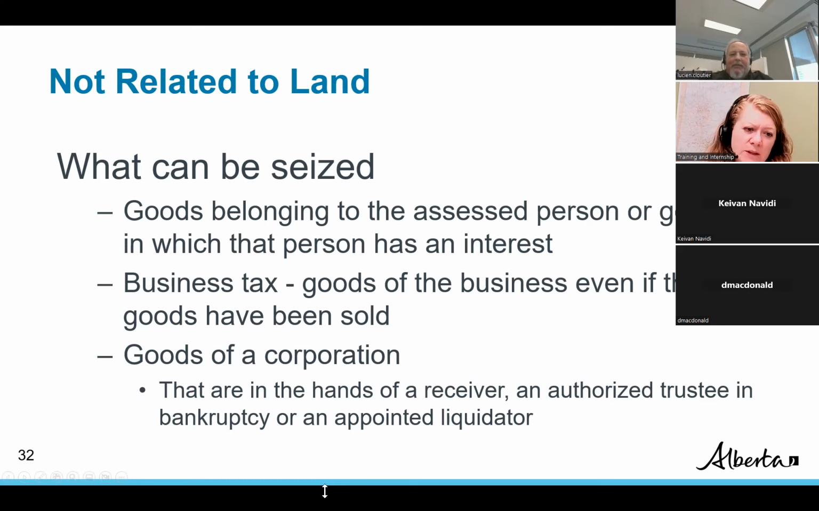If the person who is responsible to pay the taxes is storing goods for someone else, the municipality must not seize those goods. Therefore, it's prudent to check on the ownership of the goods the municipality is seizing. It's also recommended to seek legal advice to ensure any requirements under other provincial and federal legislation are met. And another important note, you can't seize goods outside the municipal boundaries. They have to be within your boundaries in order to seize those, which complicates matters for folks.